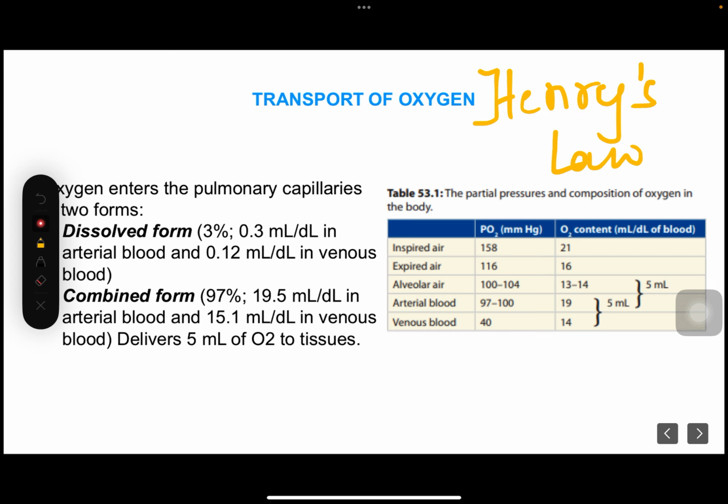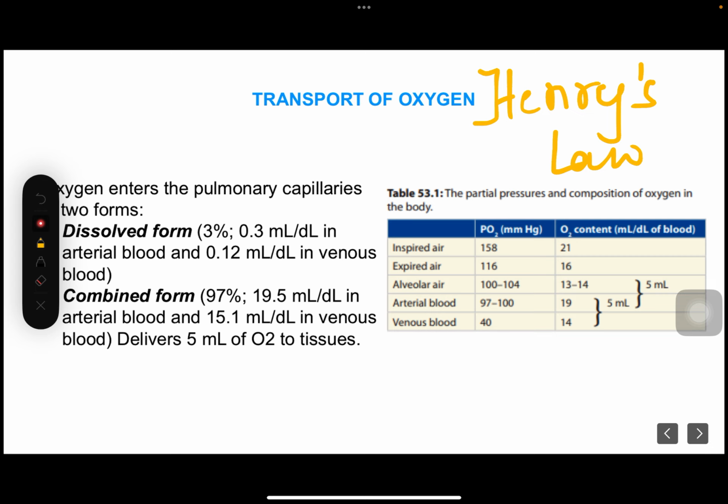Depending on these two factors, this 3% calculation is based on Henry's law. For example, to find the amount of dissolved oxygen in the blood, if the partial pressure of oxygen in the blood is 100 and the solubility of oxygen is always 0.003, we multiply 100 by 0.003 and get 0.3. That is the 0.3 ml of oxygen in 1 deciliter of arterial blood. We get this value whenever the partial pressure of oxygen is 100.